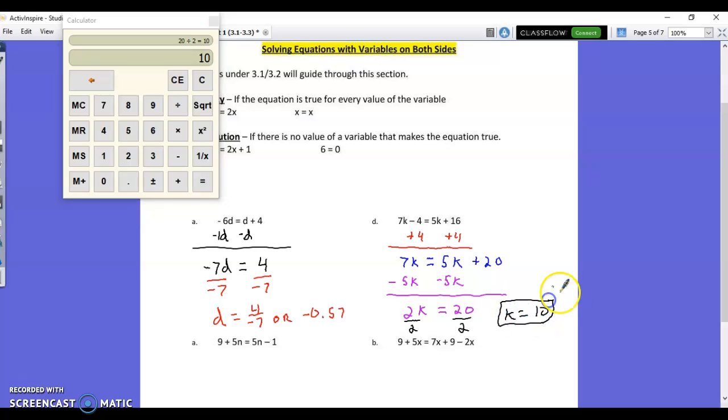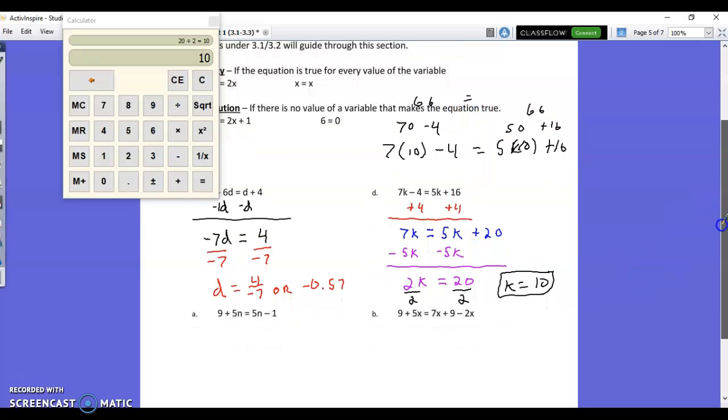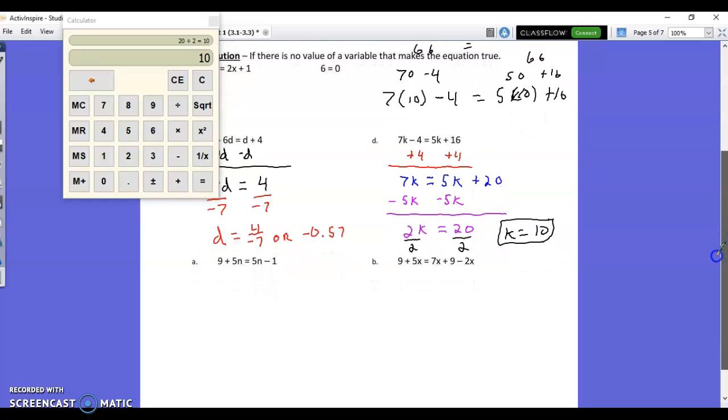And then if I substitute this back into the problem, 7 times k minus 4 equals 5 times k plus 16, and I put 10 in for both of those. So this will be 70 minus 4. I'm working up now. 50 plus 16 is 66. 70 minus 4 is also 66. So those equal each other. All right, so that's how it works. We're finding one solution that works to solve both of those problems.